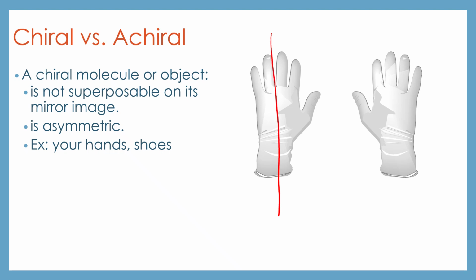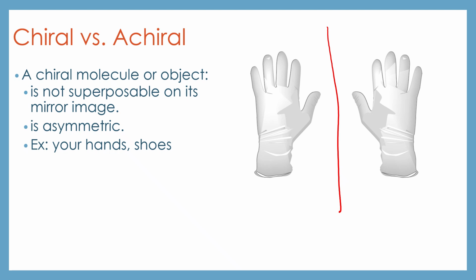If you run a mirror plane through a hand, you will not find a mirrored thumb on the other side. You will not find a mirrored pinky on the other side. So a hand does not have a mirror image running through it. However, your other hand is a mirror image of the first hand. So your left and right hands are mirror images of each other.